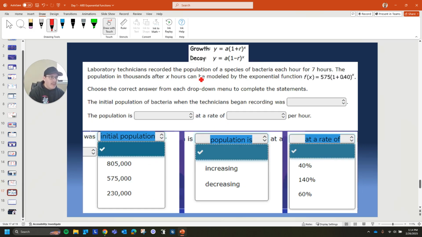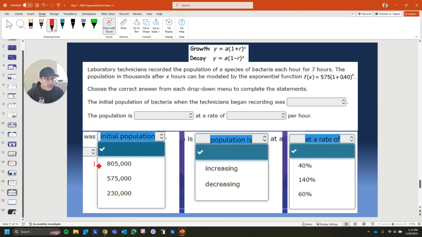Okay, another type of problem, except this is a drop-down, fill-in-the-blank type of problem. So let's go through it. It's structured very similar to what we just did, except now we need to choose from a drop-down menu, which is something similar to what you're going to experience on the STAAR test. Laboratory technicians recorded... if you would like, by the way, if you want to try to figure this out on your own, go ahead, pause the video, and see if you can figure out which of these we're going to be circling for each of these blanks.